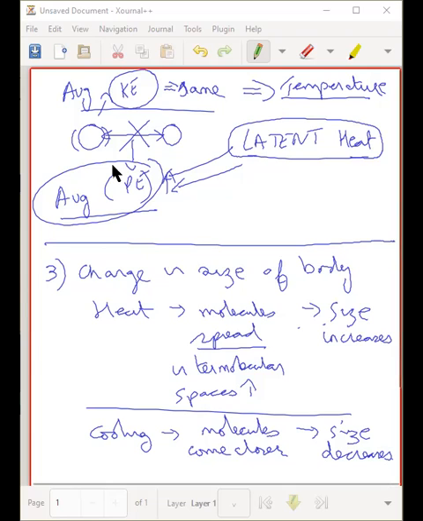Everyone done? Is anybody still copying this? Raise your hand if anybody is still copying.